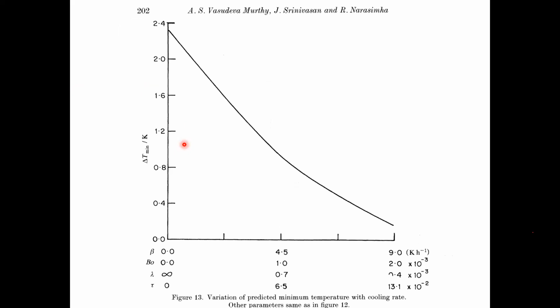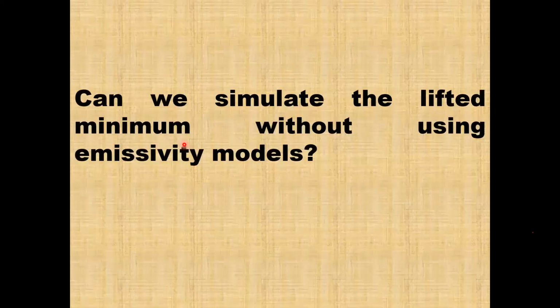Now the question was, can we simulate the lifted minimum without using the emissivity model? Why? Because there have been a lot of critiques of the emissivity model. Remember, the emissivity model is an empirical model based on laboratory data, and people felt by the 1990s that we shouldn't use the model. You should use more sophisticated models available because of the ability to now integrate across wavelength with more data being available.